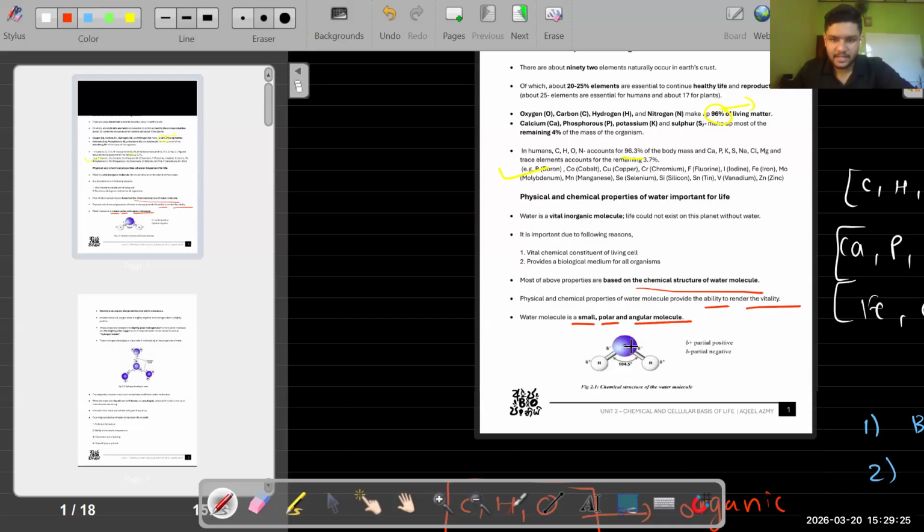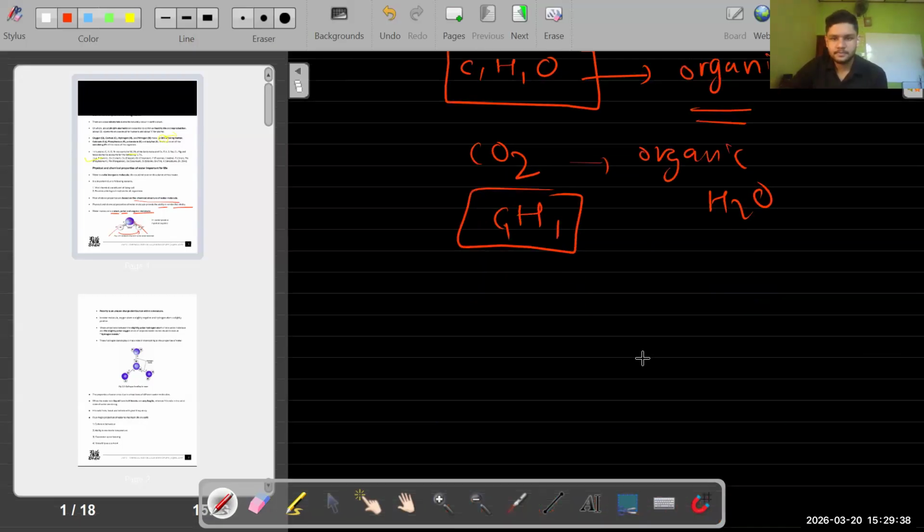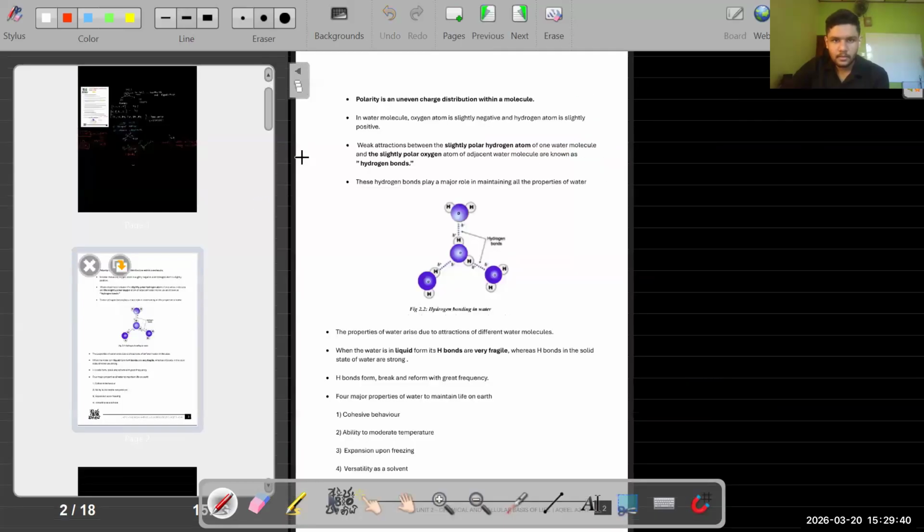Small, you can understand, right? Polar, I clearly gave an explanation for that. Polar means a charge distribution. Angular molecule. See here, I said that it's an angle. See here, this is an angular molecule, right? Polarity is an uneven charge distribution within a molecule. Why does this charge distribution take place? Due to the electronegativity, right?